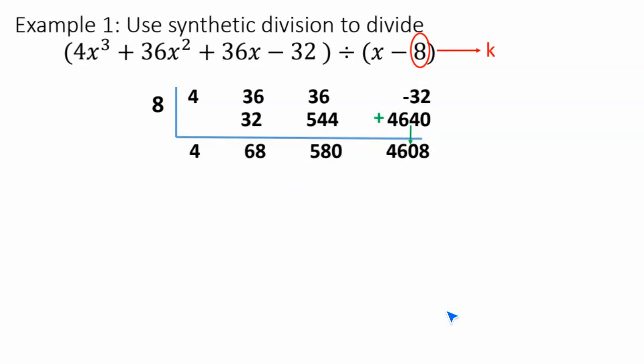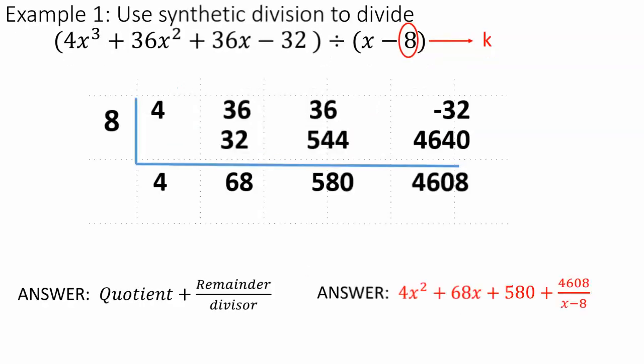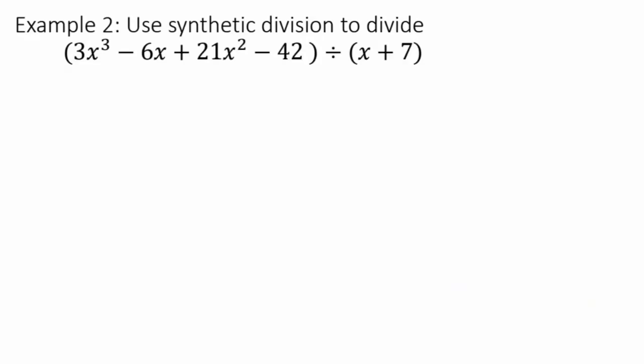So in this example, which is going to be my remainder? So again, the remainder is always going to be the last number. Okay. And the degree of my quotient is going to be 1 degree less. So the degree of this polynomial is 3. So when we write our quotient, it's going to be starting with x squared. So we have 4 times x squared. The next number would be 68x. And then the next number would be 580. Our remainder divided by our divisor. Okay. So let's look at a different example.